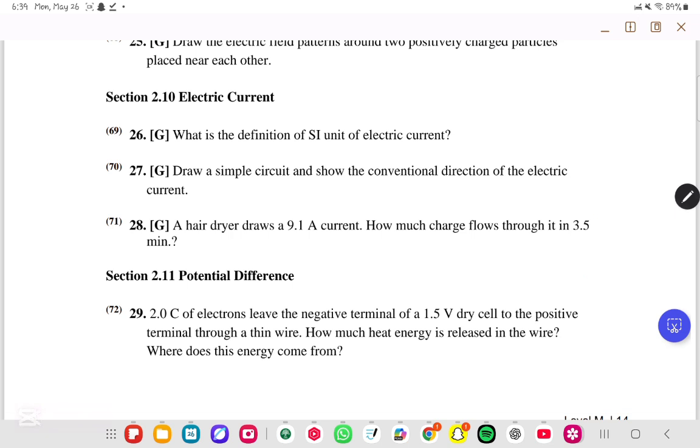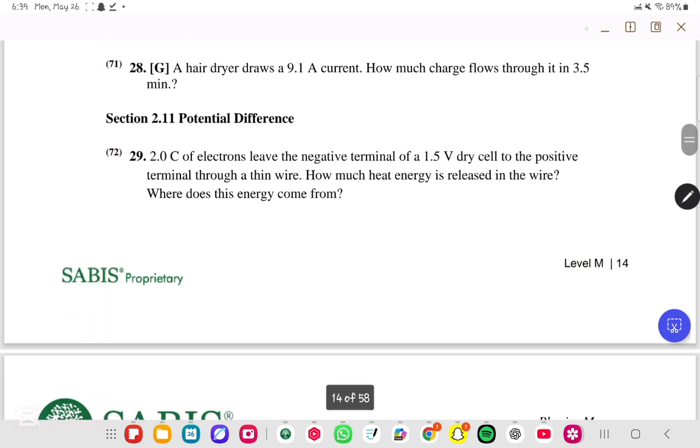Let's move on to the next section, which is section 2.11. It says 2 coulomb of electrons, so this is the quantity of charge, leaves the negative terminal of a 1.5 voltage dry cell, V, the voltage, to the positive terminal through a thin wire. How much heat energy is released in the wire, and where does this energy come from? First of all, you have to know the equation. The equation is that the voltage is equal to the energy, W, or the work, over the quantity of charge.